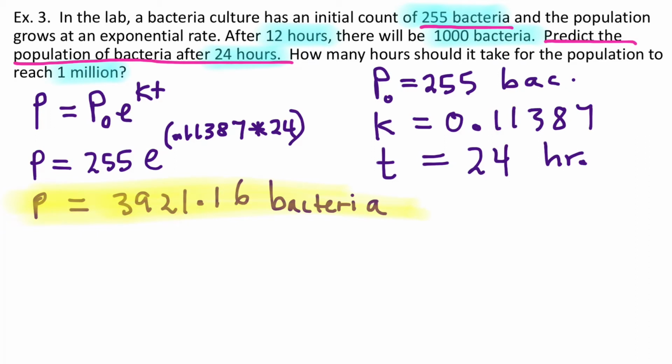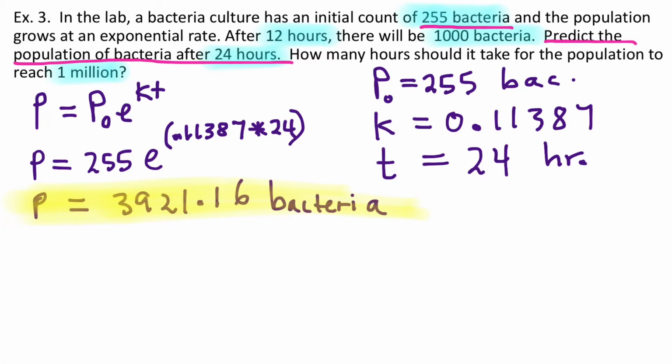It makes more sense to call it 3,921 bacteria, but I don't think our homework system will take it. The more decimal places you keep to the right, the better off you are with this homework system.